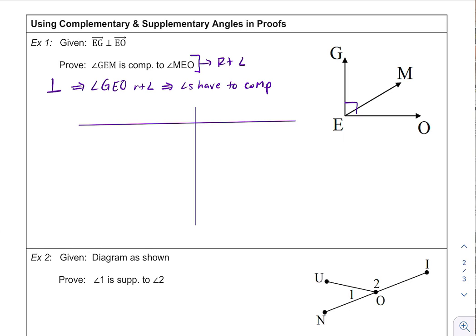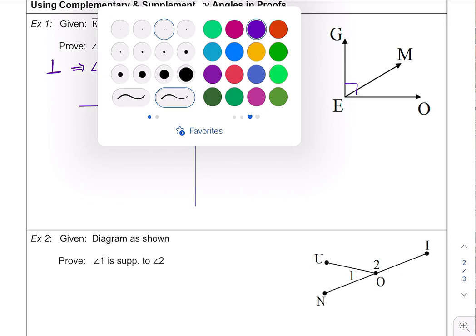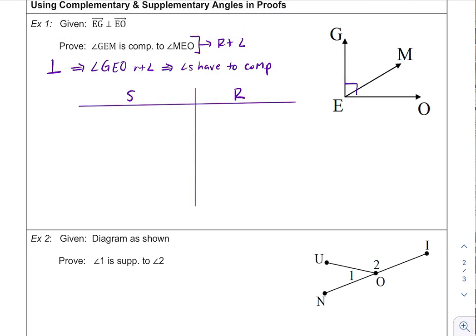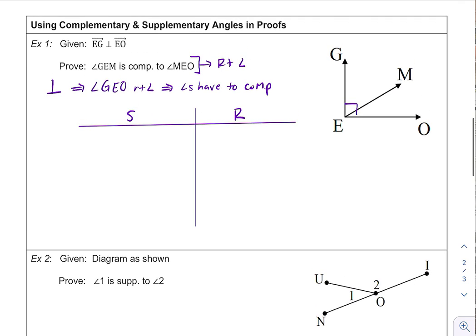So let's make our two columns. We have statements and we have reasons. Step 1 is always to restate our given information. We can't start a problem without a given. Our given is ray EG is perpendicular to ray EO. And our reason for that is it was given.